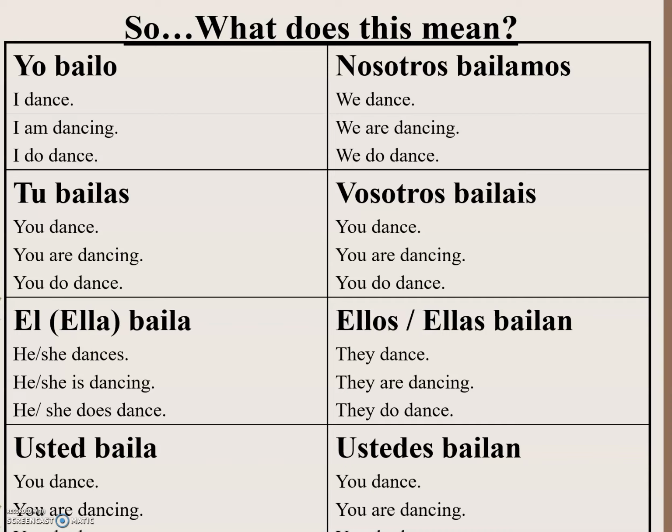So what does all this mean? Here on your screen you can see what it means. Focus primarily on the first definition. It means I dance, you dance, he, she dances, you dance formal, we dance, you all dance, they dance, you dance. It could also mean these other things, like you are dancing right now, or you do dance, but primarily you will use it as you're currently doing the action.